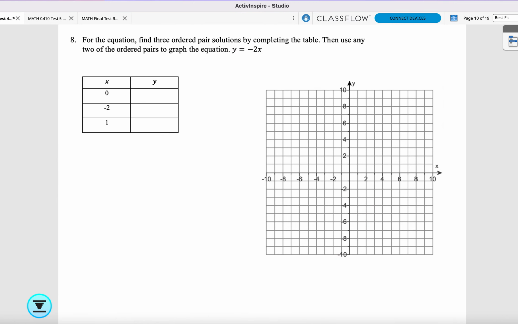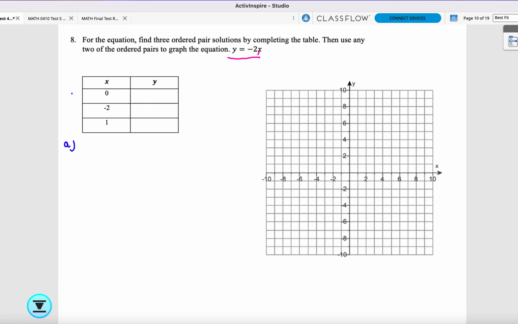Same thing here. We want to find the table and then graph our line. We have y equals negative 2x, right? That's our equation we're plugging in. So let's take a look. They're giving us x values. So the first one is set x equals 0, solve for y.